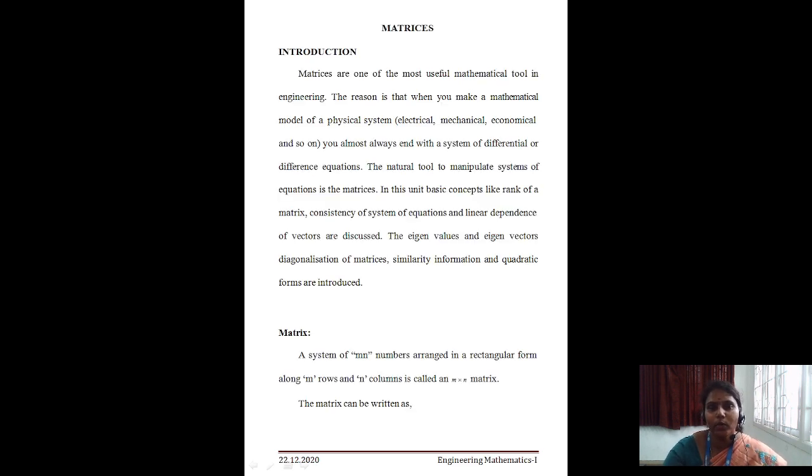So let us see what a matrix is. A matrix is a system of m times n numbers arranged in a rectangular form. Usually it has m rows and n columns and is denoted as an m cross n matrix, where m represents the number of rows and n represents the number of columns.